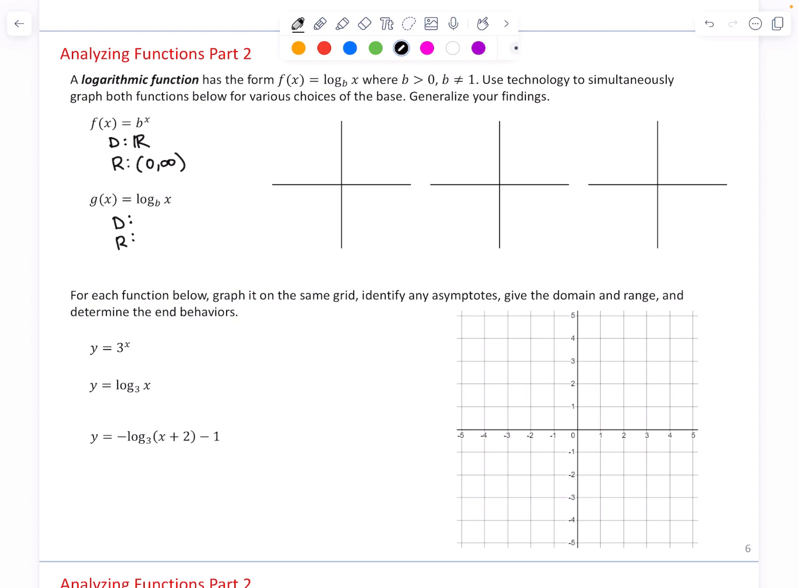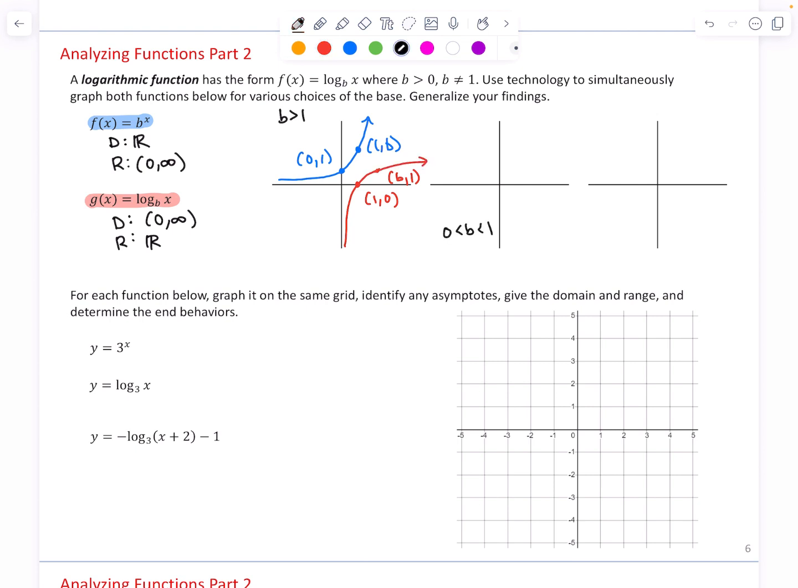Its domain is 0 to infinity, meaning this x here must be positive, can't be 0 or negative, and its range is all real numbers. If b is more than 1, then the exponential will be a growing exponential, passing through (0, 1), and a second point will be (1, b). But the logarithm graph will pass through (1, 0), and a second point will be (b, 1). It will follow the y-axis as an asymptote and then arch over into the first quadrant.